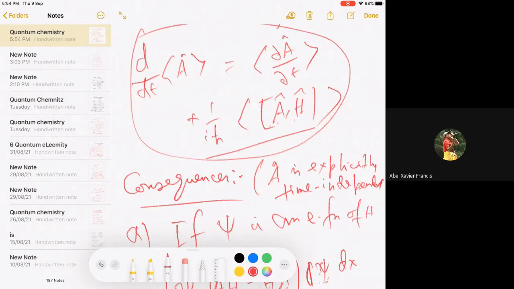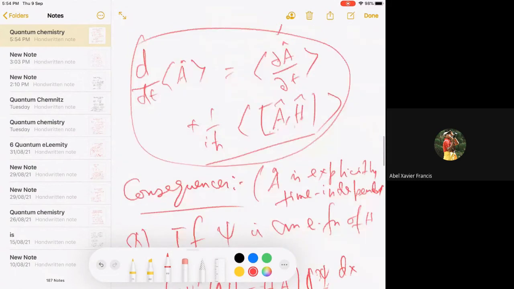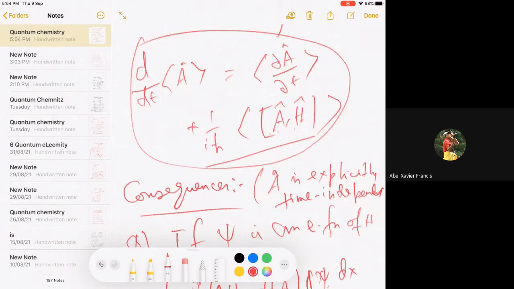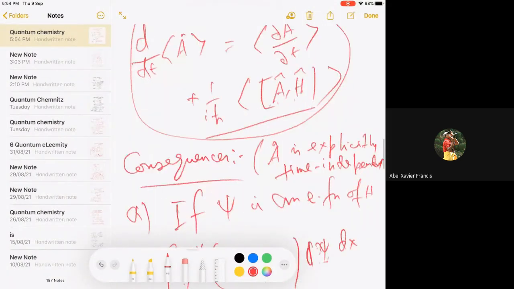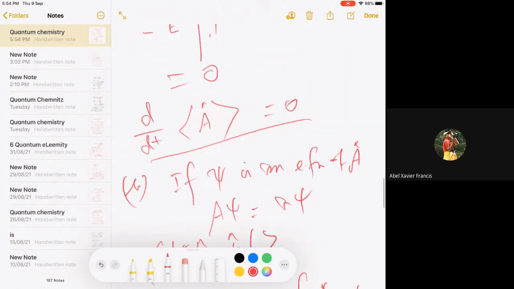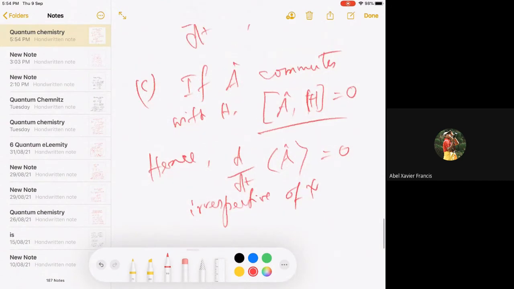Yes, sir. So I first proved the Ehrenfest theorem. I am telling you the consequences of the Ehrenfest theorem: if the wave function is an eigenfunction of the Hamiltonian, or an eigenfunction of the operator, or if the operator itself commutes, the average value of the operator A is time independent.